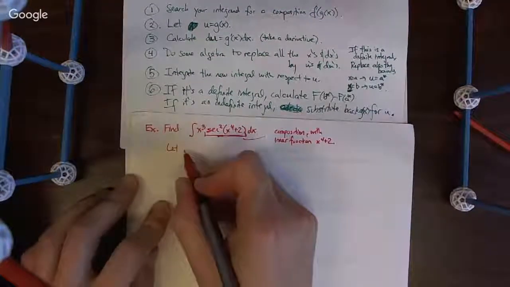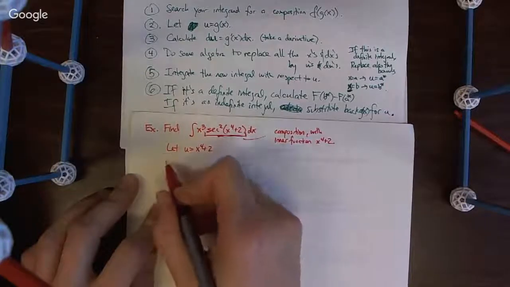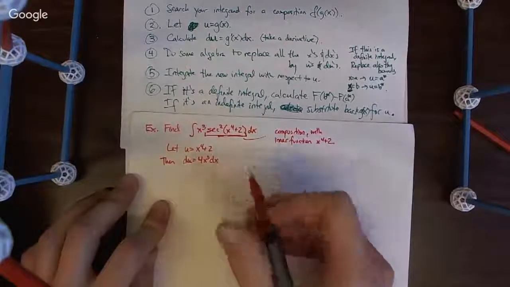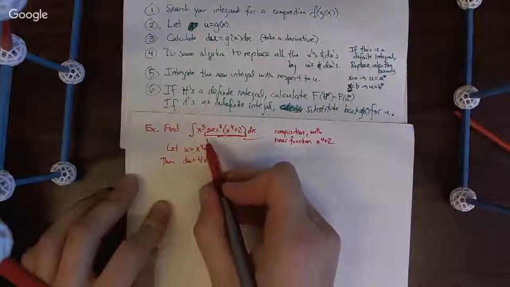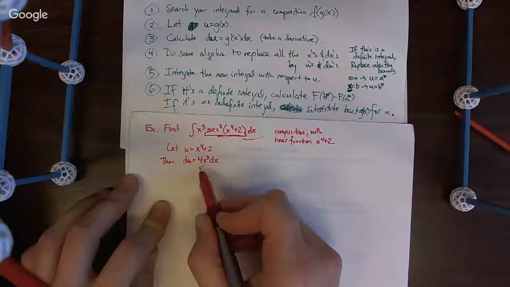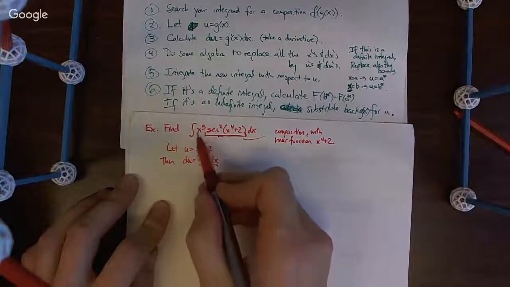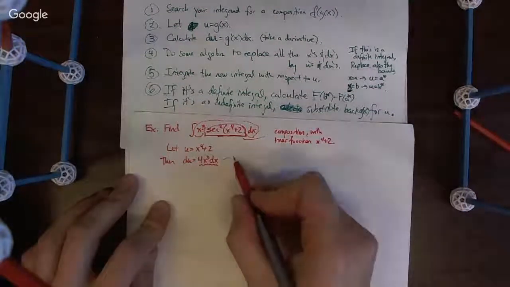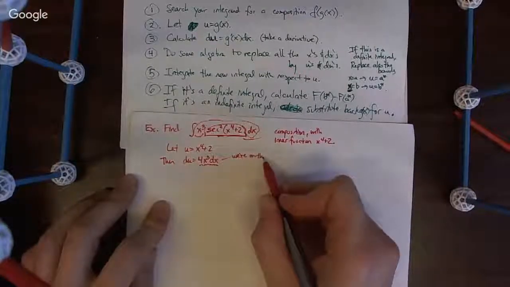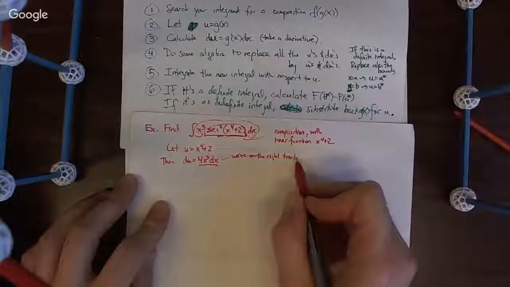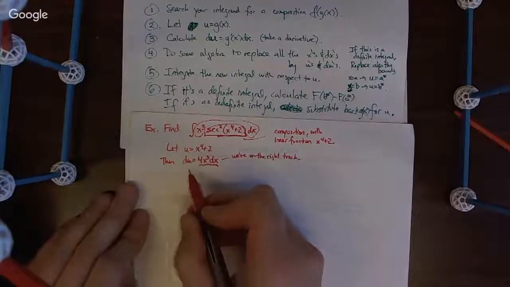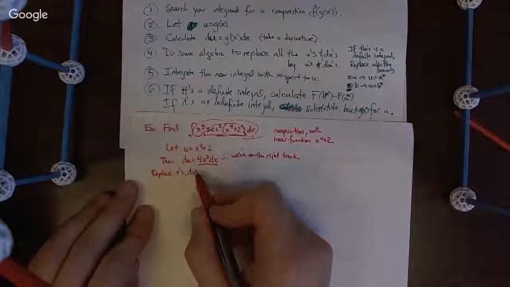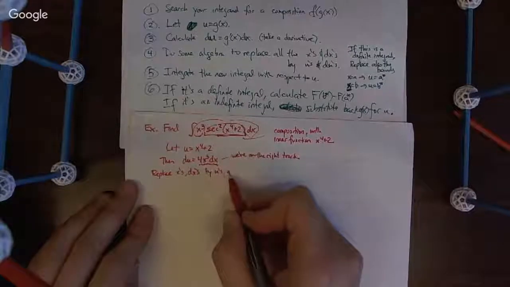So we let u be equal to x to the 4th plus 2. Then du is equal to 4x cubed dx. And now look at this. I see that we're kind of on the right track, because this x cubed dx is hanging around here. We have this x cubed dx that's around here. So we're on the right track. And so let's replace the x's and the dx's by u's and du's.